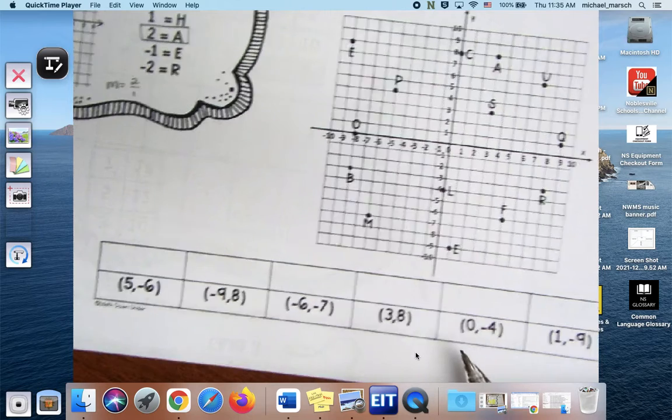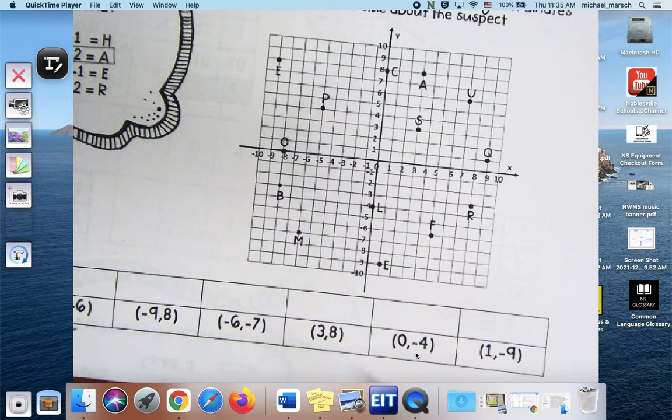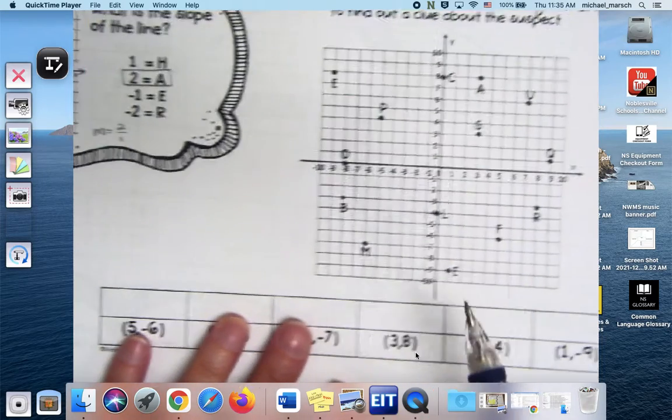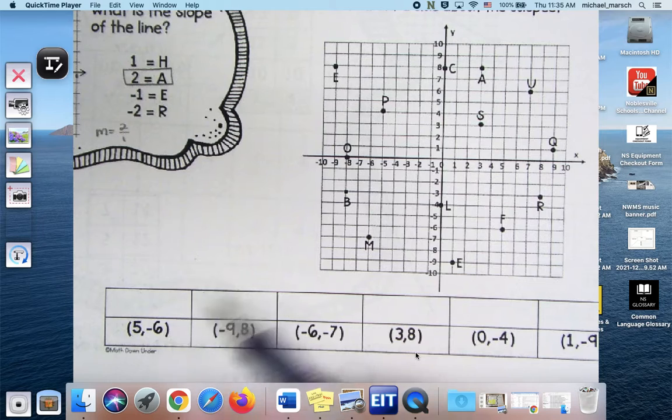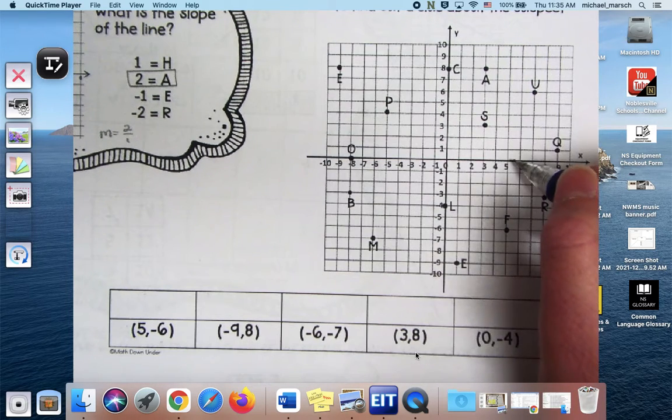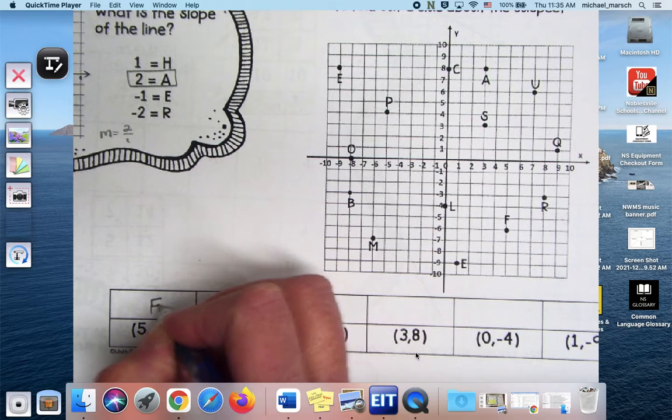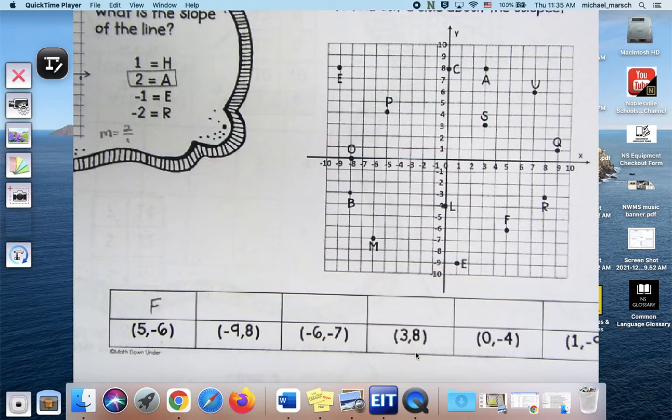And then for this one, take a look up here, please. My third period students were like, I don't get it. Like, you literally just find this point on the graph, and that's the letter that goes with it. So it's not even slope. It's just, can you find a point on a graph? Okay. So like 5, -6 is where the letter F is. Right?